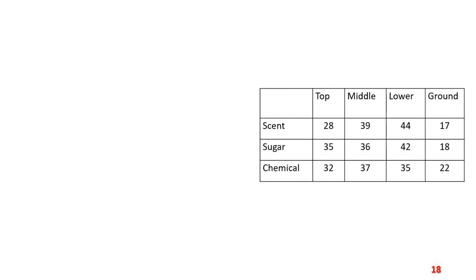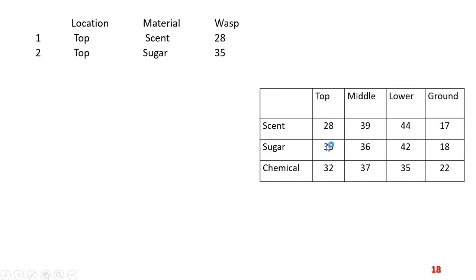So this is our data table. First we flatten it as we have done earlier. Here the location will come, top, middle, lower and ground, and the other one is the material. And here I will write the data, the number of wasps caught. So the first one, you see, is top level, sand is used and 28 wasps are caught. So let me fill this in: top, sand and 28. The second one is middle level, sand is used and 39. This one is top level, sugar is used and 35.